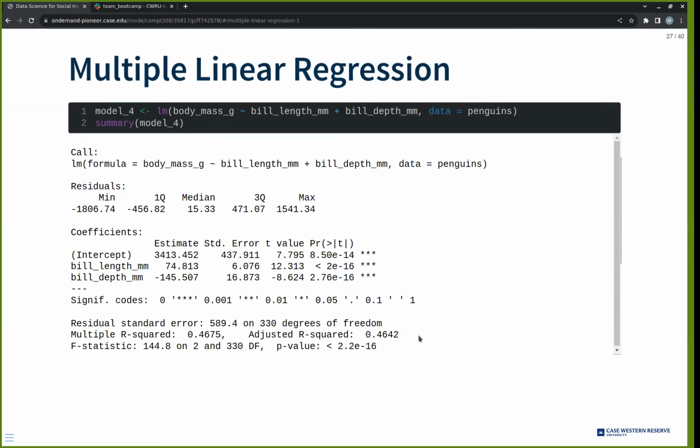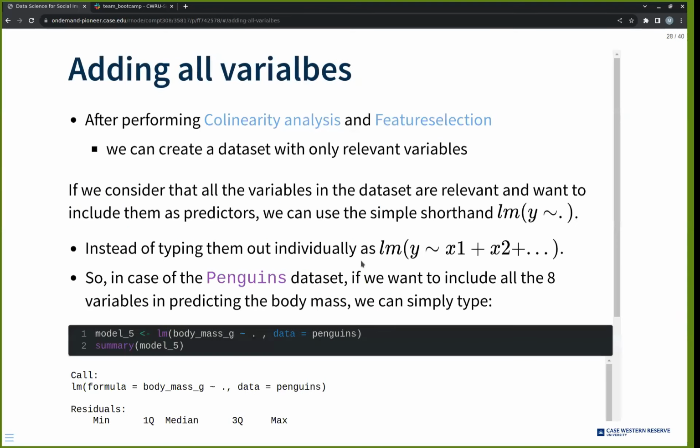R square is 46%, which is not very good. Standard error, almost 600, not very good. So what we do is we try to add all the three variables, or all of the variables that are available, just to see.